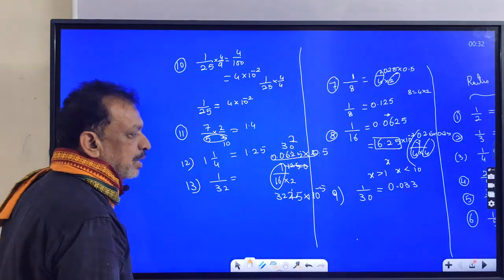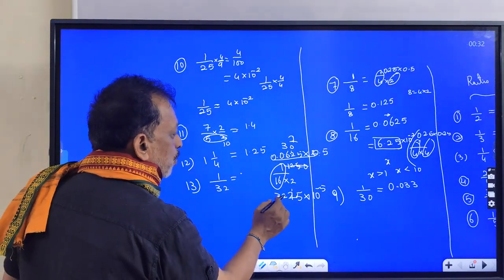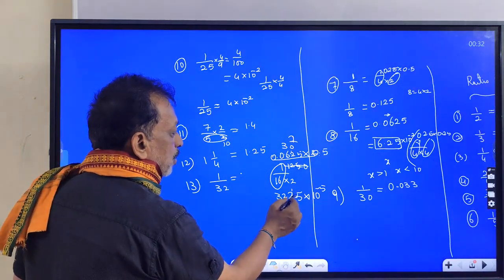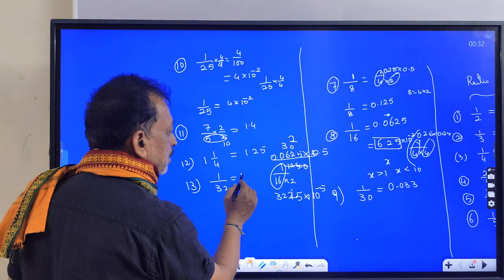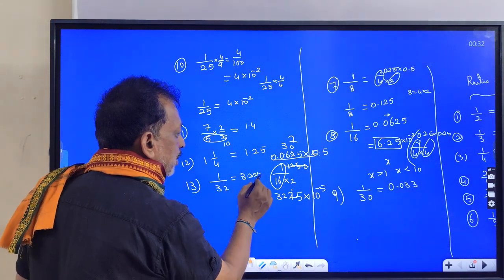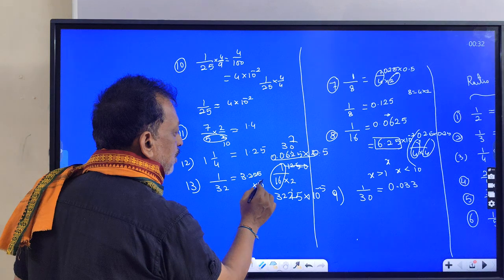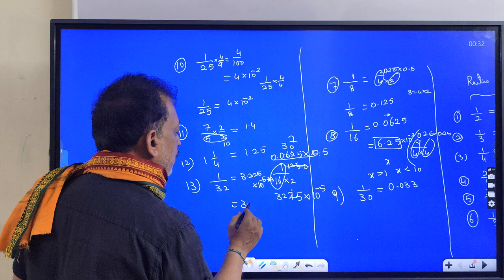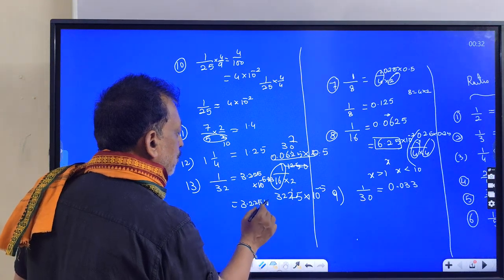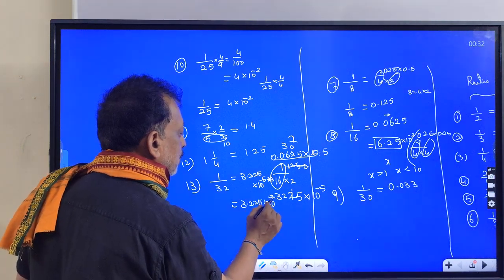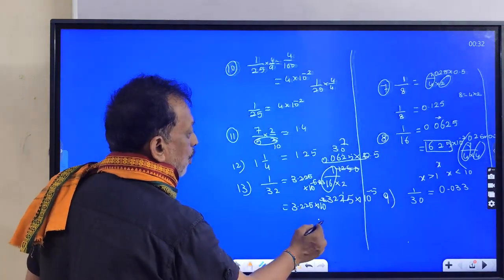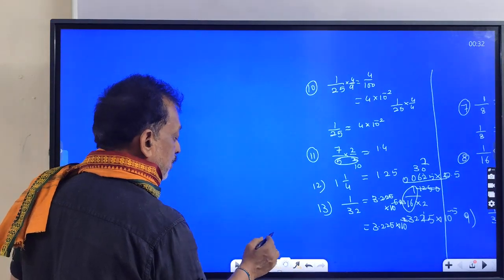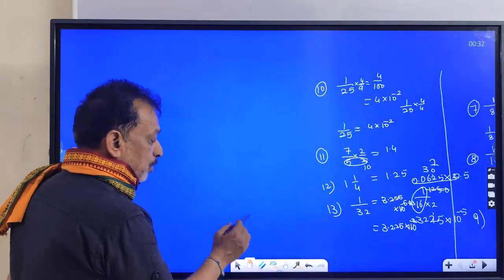It is still not correct, so I want to make it 3 point something. Now I am going to move this: 1, 2, 3. So that is 3.125 into 10 to the power of minus 5 plus 3, which is equal to 3.125 into 10 to the power of minus 2. That's the answer. This is the way of calculation in ratio calculations, the p by q form. Whenever such a problem comes, you can do it easily. Now coming to the next one.